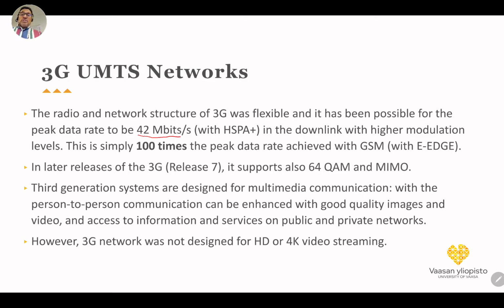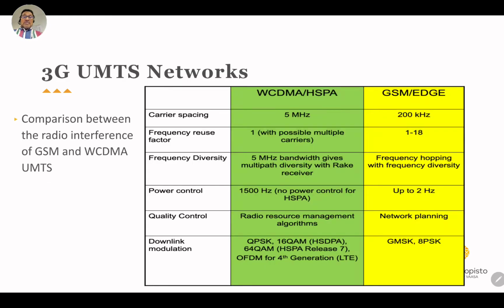So in 3G with release 7, it supports also 64 QAM and 2x2 MIMO to increase the data rate. Here we can see some comparison between the wideband CDMA with high speed packet access and the GSM with EDGE. For example, the carrier spacing is 200 kilohertz in the GSM, but here we have 5 megahertz.